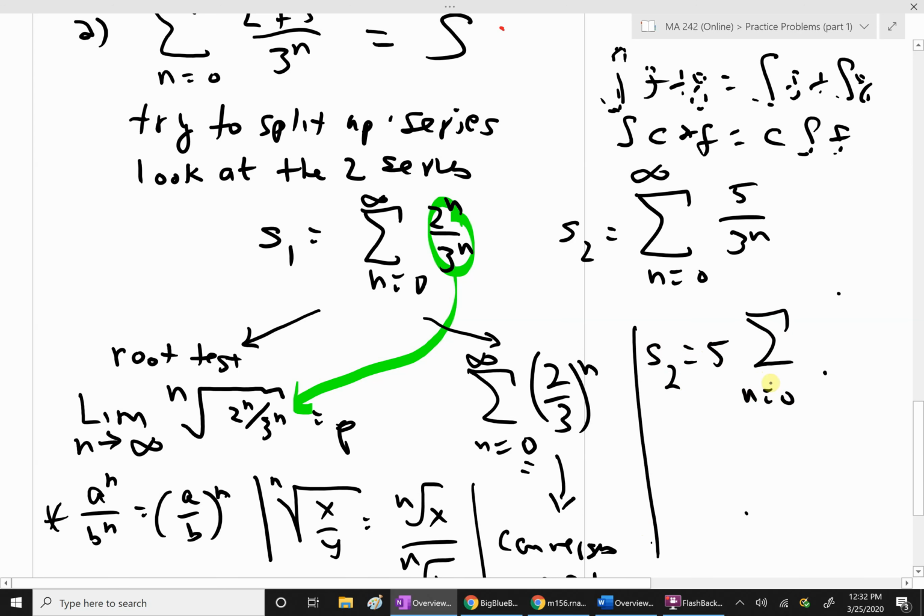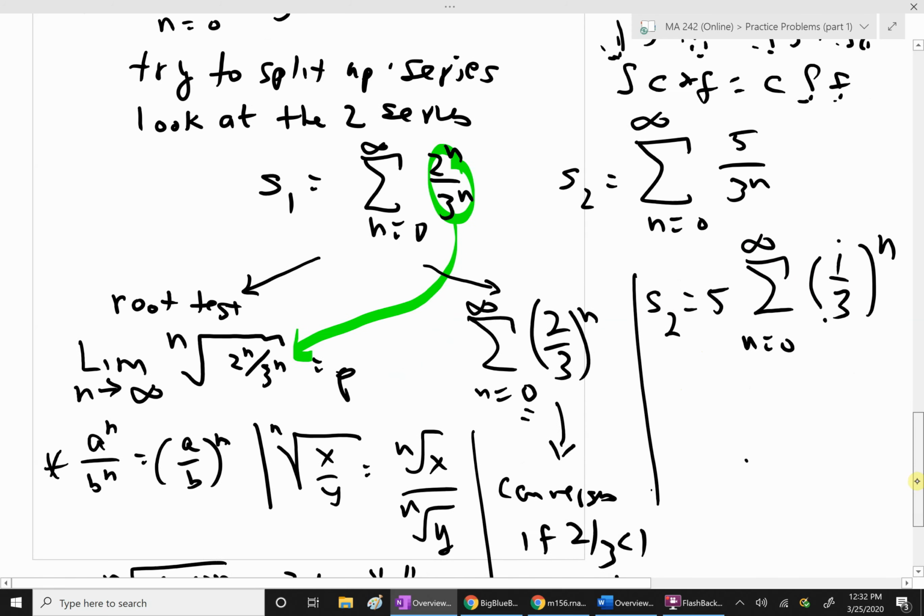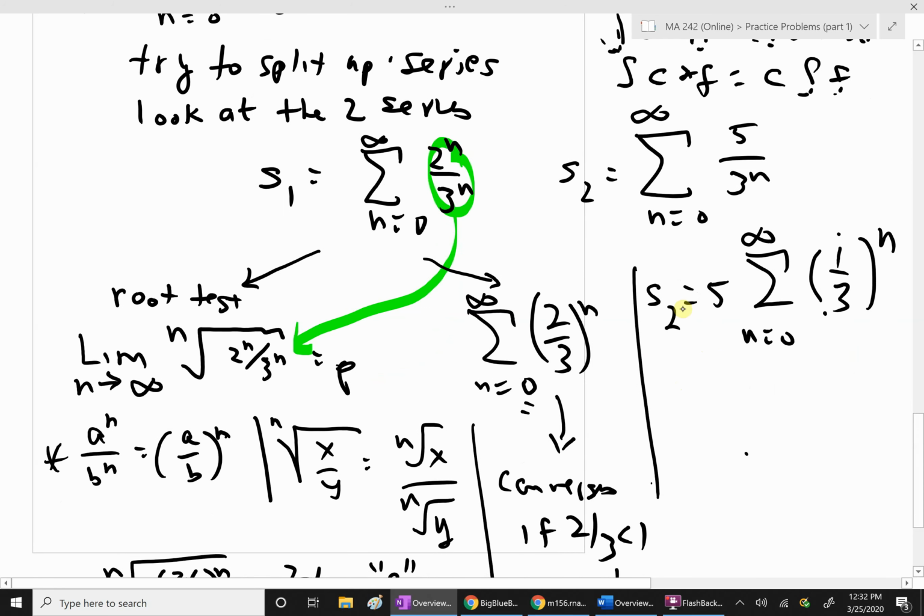So I can factor out numbers. Now I have the sum from n equals 0 to infinity, and I'm going to write this in a kind of sneaky way, 1/3 to the nth power. I factored out that 5, and I wrote 1 over 3 to the nth as 1/3 to the nth power, because of course 1 to the nth is 1. And sure enough, this is another geometric series, and I know it converges because the base here is less than 1.